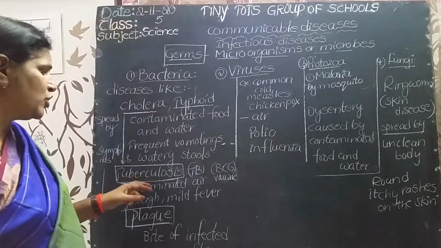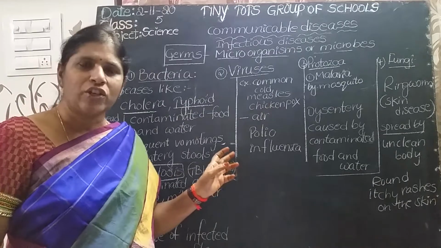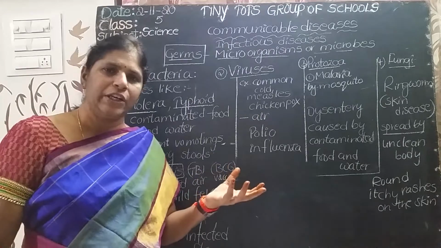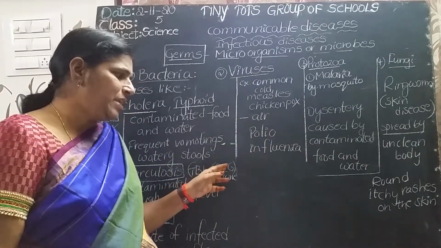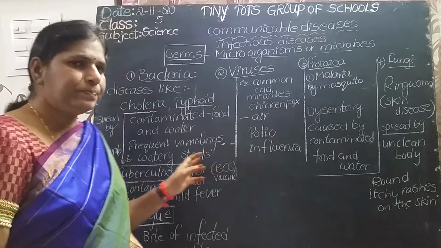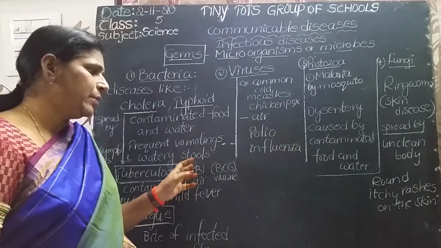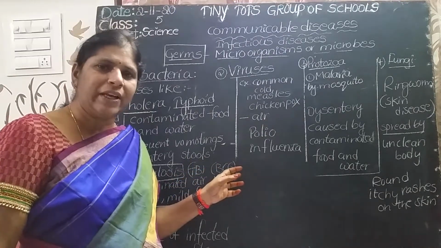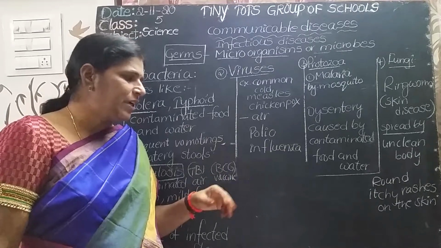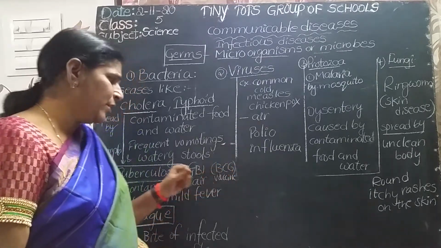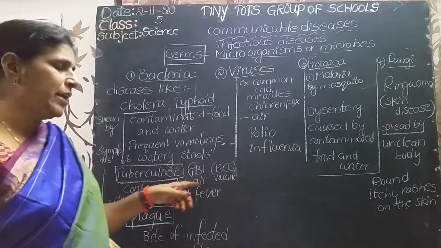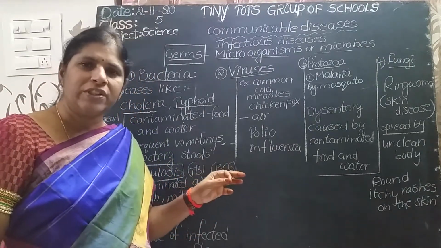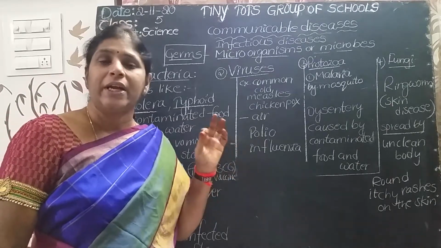Is it clear? And also tuberculosis, we call it TB for short. When you were in childhood, your parents definitely gave you the BCG vaccine to prevent tuberculosis. How can tuberculosis spread? Tuberculosis is spread by contaminated air.